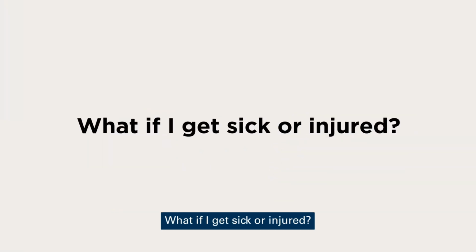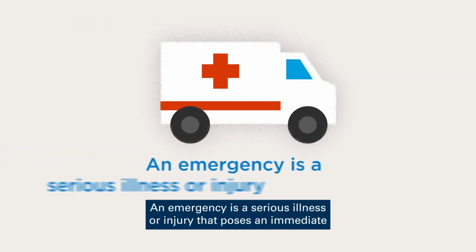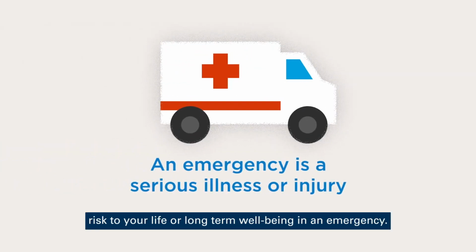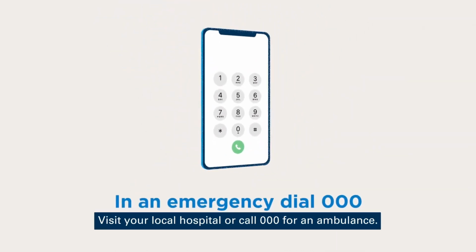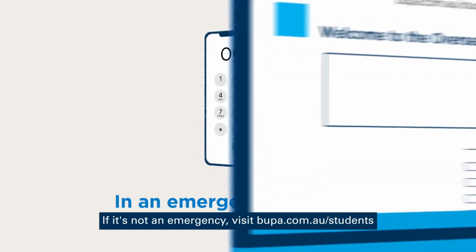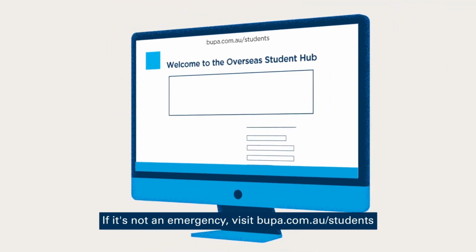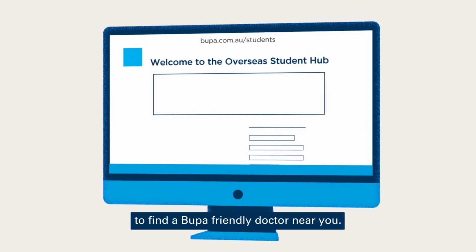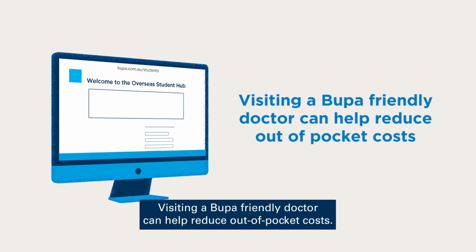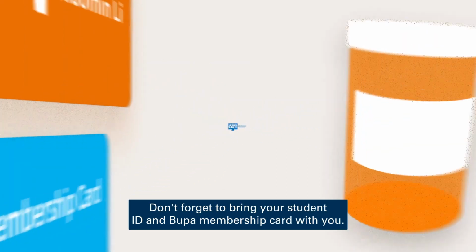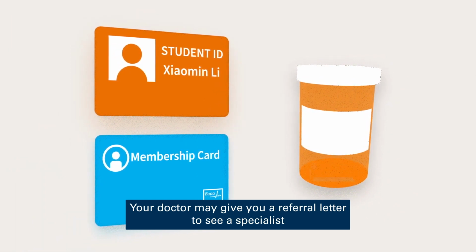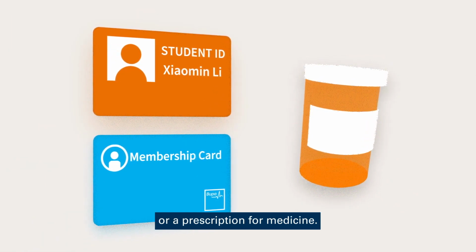What if I get sick or injured? An emergency is a serious illness or injury that poses an immediate risk to your life or long-term well-being. In an emergency, visit your local hospital or call 000 for an ambulance. If it's not an emergency, visit bupa.com.au/students to find a Bupa-friendly doctor near you. Visiting a Bupa-friendly doctor can help reduce out-of-pocket costs. Don't forget to bring your student ID and Bupa membership card with you. Your doctor may give you a referral letter to see a specialist or a prescription for medicine.